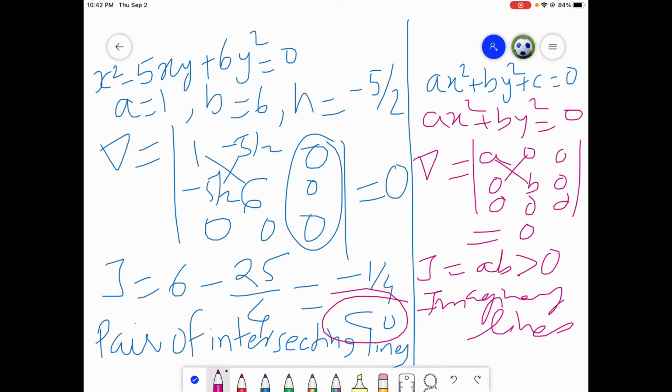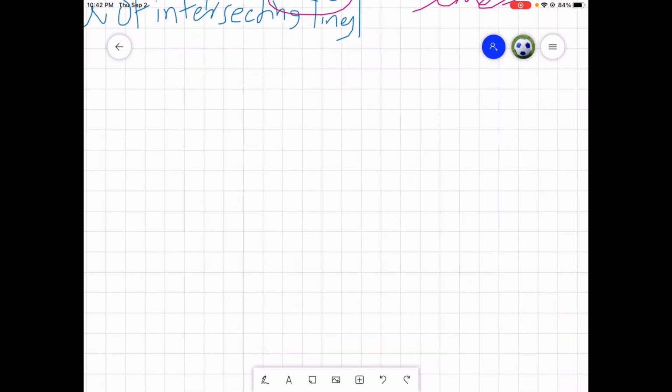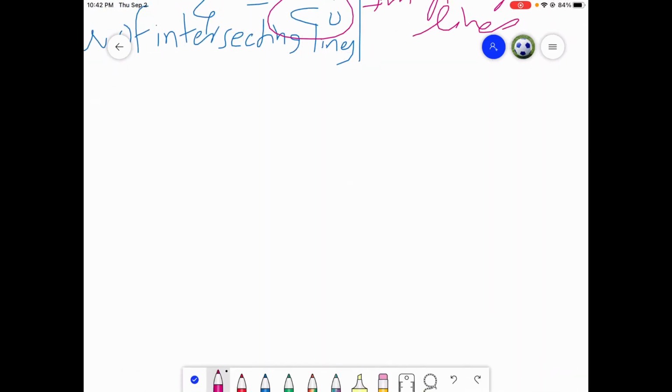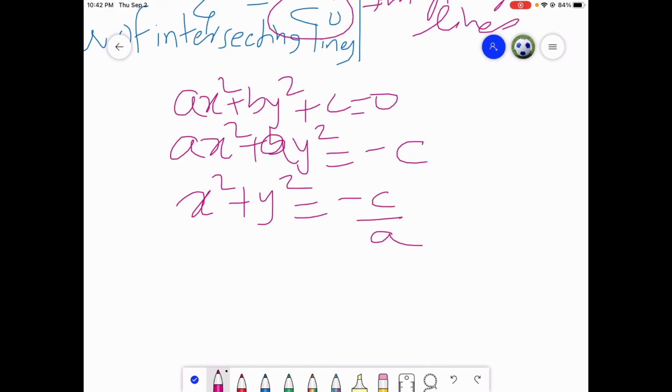What happens with that thing? Let's talk about ax square plus by square plus c is equal to 0. What are they saying? A is equal to b. So I can write this as ax square plus ay square is equal to minus c, right? So I can take that out as x square plus y square is equal to minus c upon a, right? Look at this, x square plus y square is equal to minus c upon a.